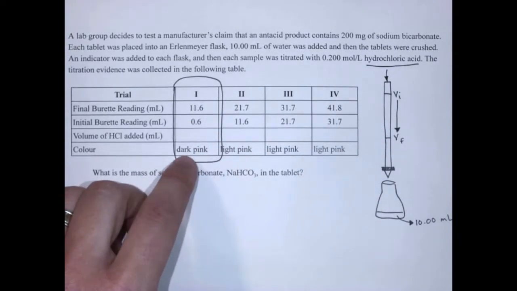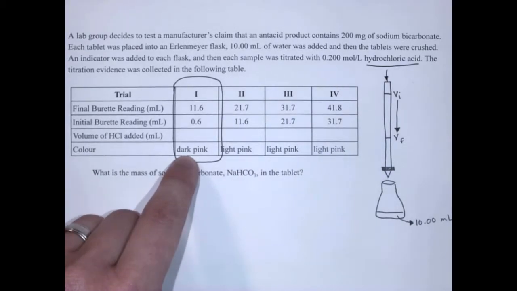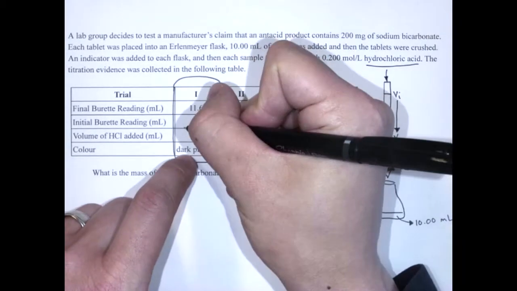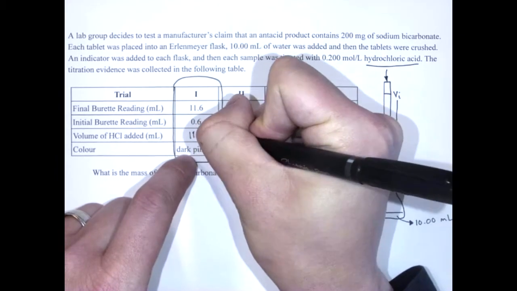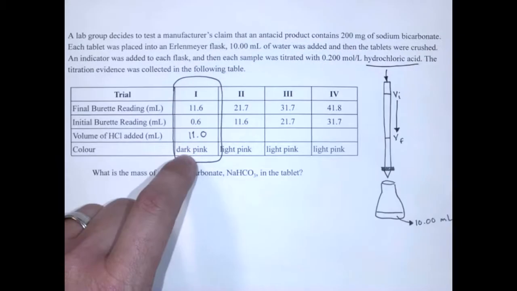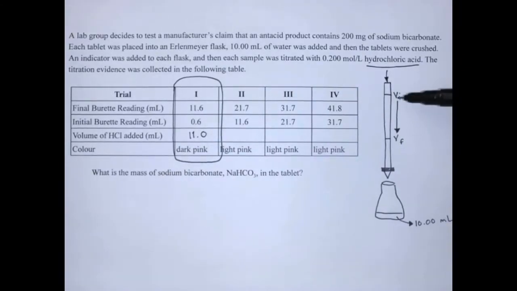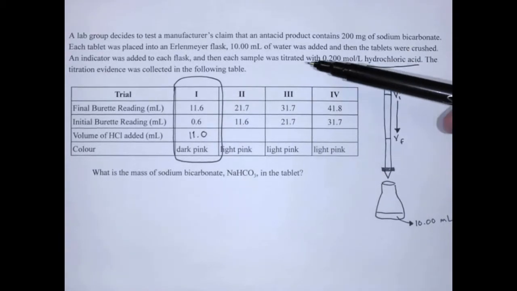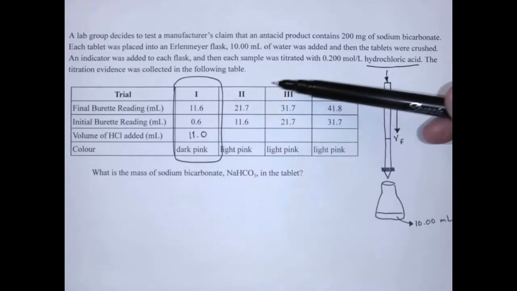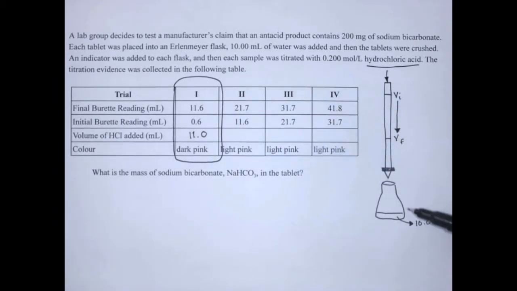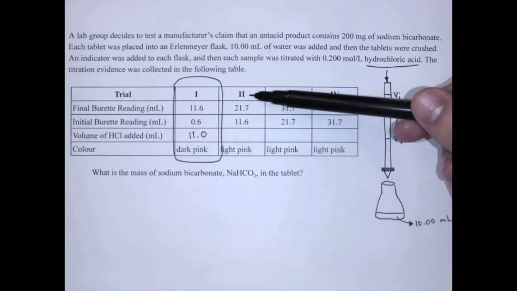But because it says dark pink, that tells me that it's a little bit of an overshoot. Nevertheless, I'm going to calculate how much volume of hydrochloric acid was added, and that was 11.0. So the first time through, you add 11.0 mL of hydrochloric acid, and your pH indicator goes dark pink. So that tells me it's an overshoot. Maybe we added too much acid. So it's around 11. You go back, you set everything back up again. You crush another tablet, put it in there, mix it with 10 mL of water, and you do trial 2.